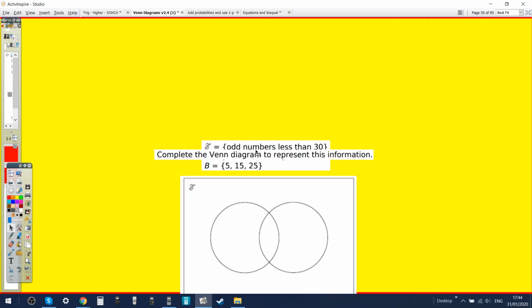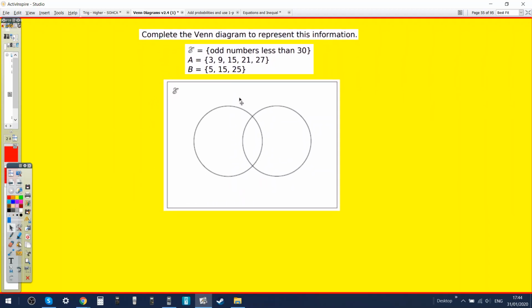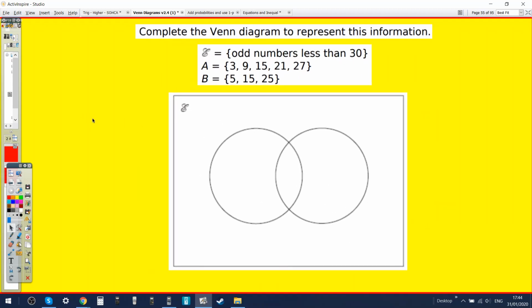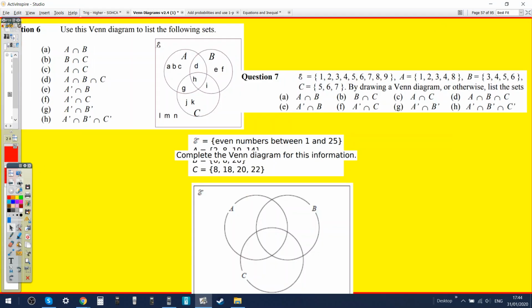Yeah. Let me see this one. Odd numbers less than 30. They really like this stuff. I think you're okay for these ones. So this is 3 rings. Let me see this one. Let me see. I'll go with this.